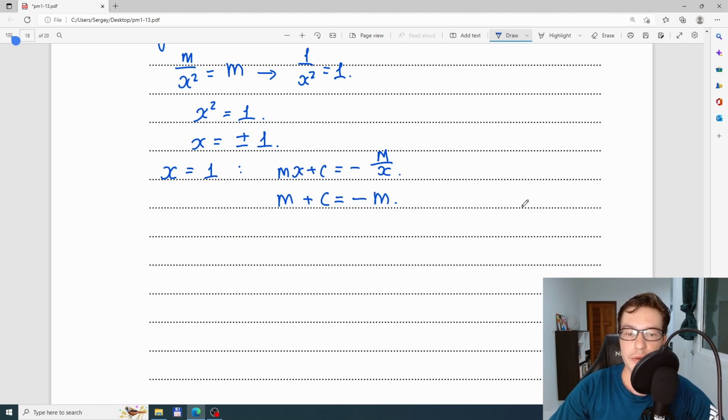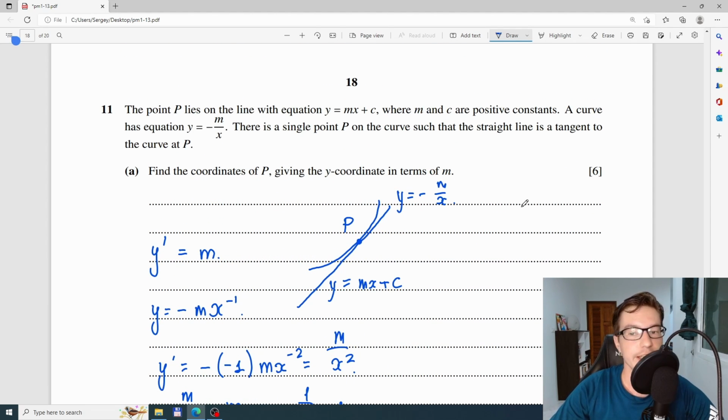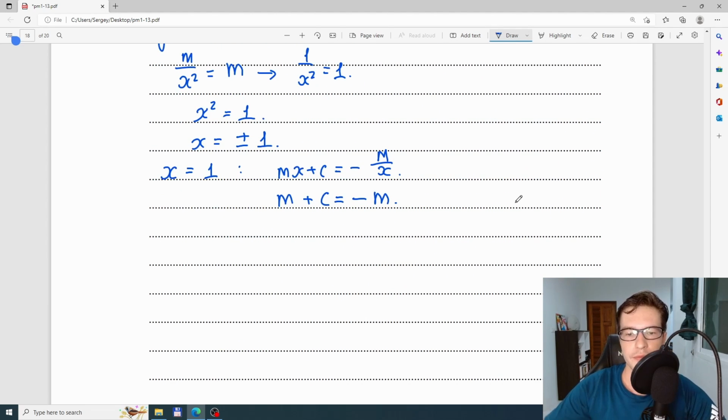Okay, have a look at the question one more time. They tell us that m and c are positive constants. Now, m is bigger than 0. c is also bigger than 0. So m plus c must be bigger than 0. m is also positive, so it's bigger than 0, and if you multiply by minus 1, you get something smaller than 0. Now that's a contradiction, because on the left side we have a positive number, and on the right side we have a negative number. That cannot be true. So that means x should be equal to minus 1.